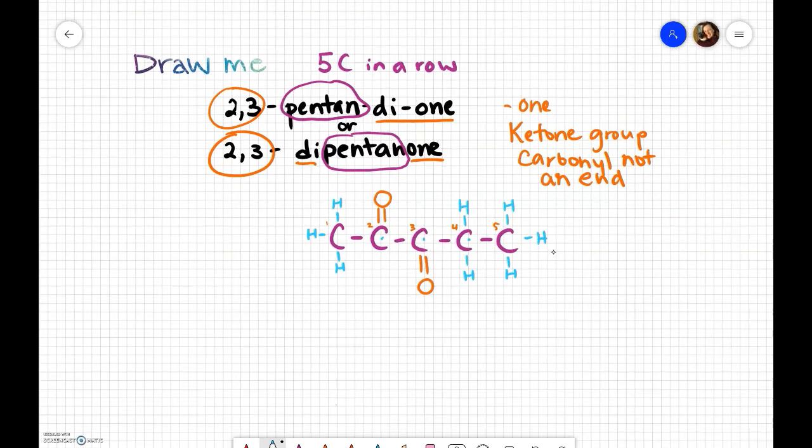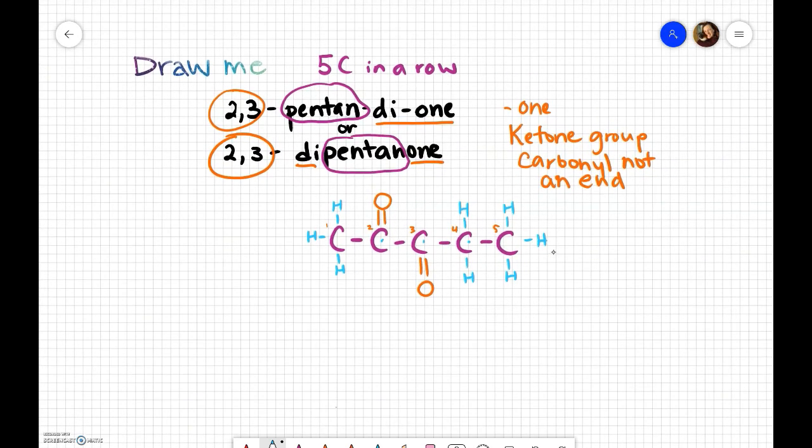Now, if I'm doing a line angle diagram of this, I remember that each of the carbons is like the end of a line or a node. So here's my 1st carbon, 2nd carbon, 3rd carbon, 4th carbon, and 5th carbon. And on my 2nd and 3rd, I have a double bonded O.